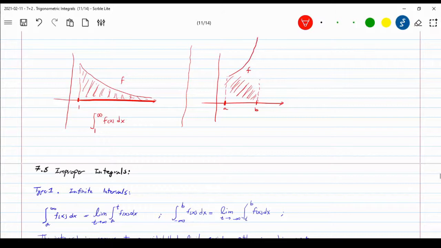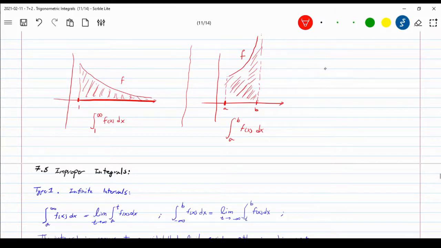Say your function looks like this, where b is a vertical asymptote. So the function f is increasing around b, or maybe decreasing around b. In this case, you have the integral from a to b of f of x dx. It is possible that the integral is bounded or unbounded. In those cases, we will call it convergent or divergent, depending on whether the integral has a finite value or infinite value.